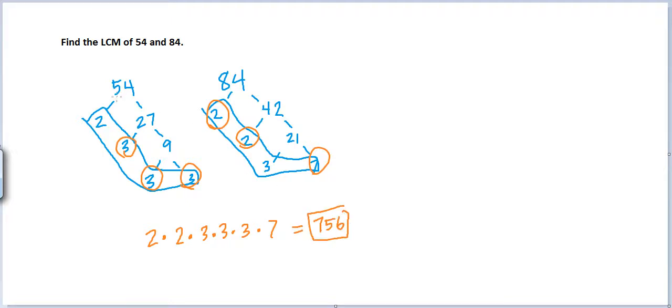This is obviously not one where you'd want to make a list of the multiples of 54, because I don't know those easily, and I don't know the multiples of 84, but if you did it, you'd probably find that 756 is about the 14th multiple of 54, and the 9th multiple of 84. So that's how you do those.